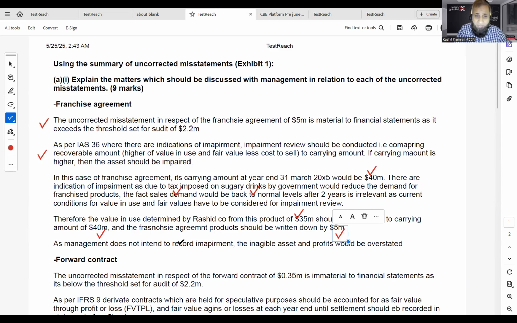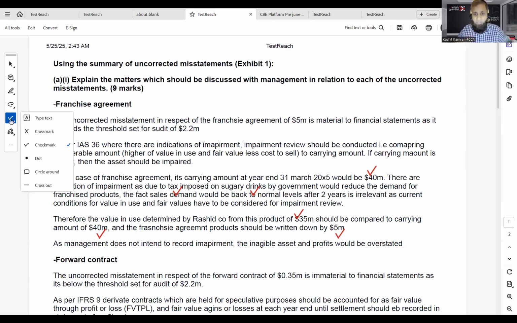As the management does not intend to record impairment, the intangibles and profits would be overstated. Intangibles are overstated, the profits are understated. The profits are understated, right? Sorry, the profits are overstated. Sorry. The profits are overstated and the intangibles are overstated as well, because the impairment is not yet recognized. So see, this is a wonderful answer.